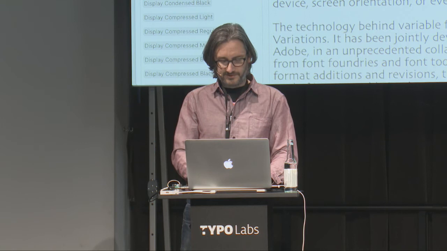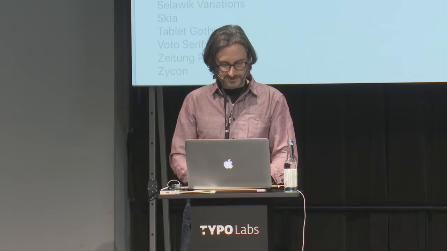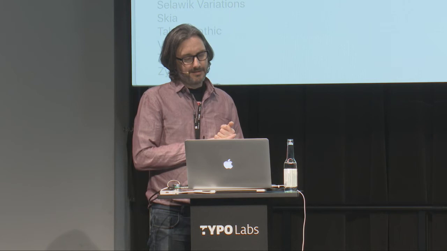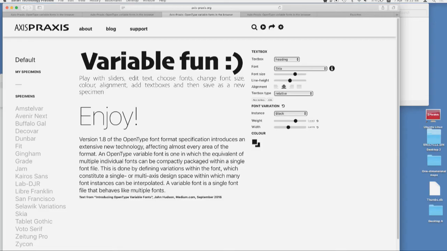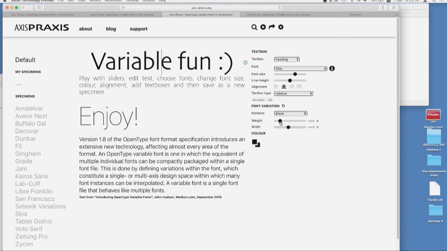So, whoops. I've blown my cover. There we are. So that's the default screen. Doesn't look that much different from Axis-Praxis 1, except it's just a little bit more attractive. It's got a list of what seem to be fonts down the left-hand side. They're actually specimens. They're saved specimens. I'll show you how that works. We can edit this stuff, just like we could in Axis-Praxis 1.